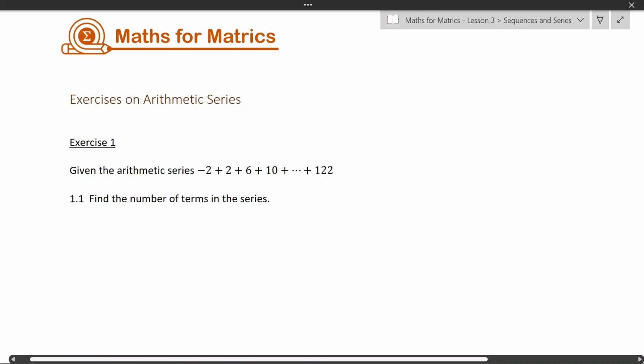Now, let's do some exercises. We will start with exercises on arithmetic series, then we'll move on to exercises on geometric series. Exercise number 1. Given the arithmetic series -2, +2, +6, +10, plus the sum of the next consecutive terms until 122. 1.1. Find the number of terms in the series.